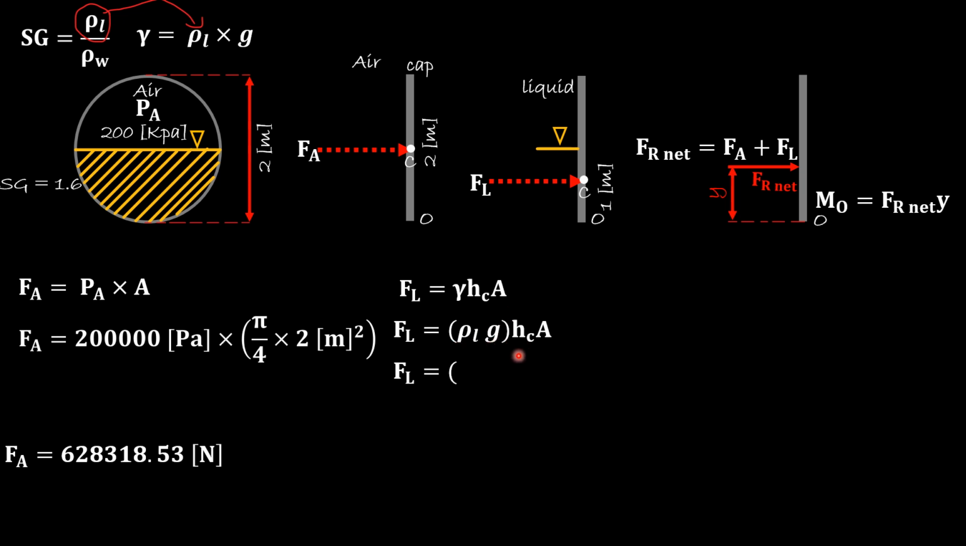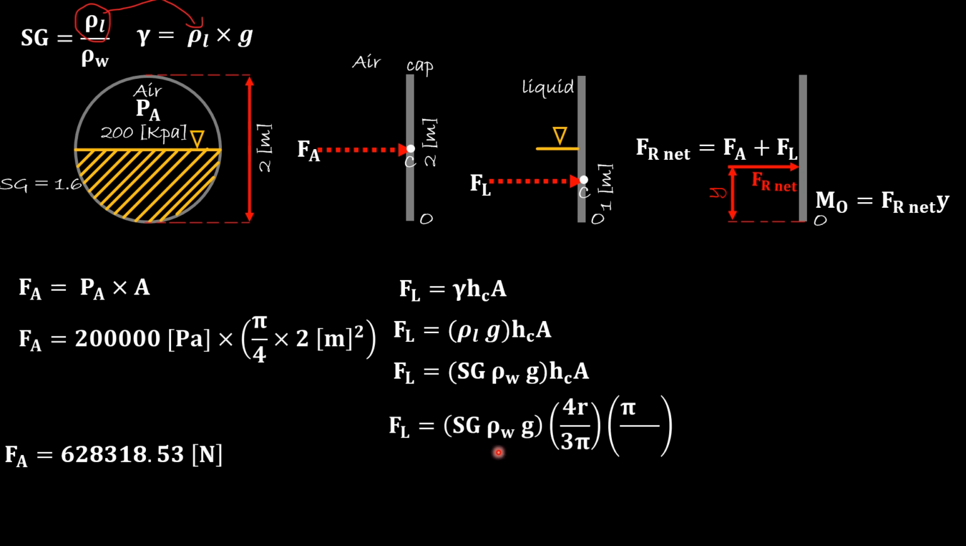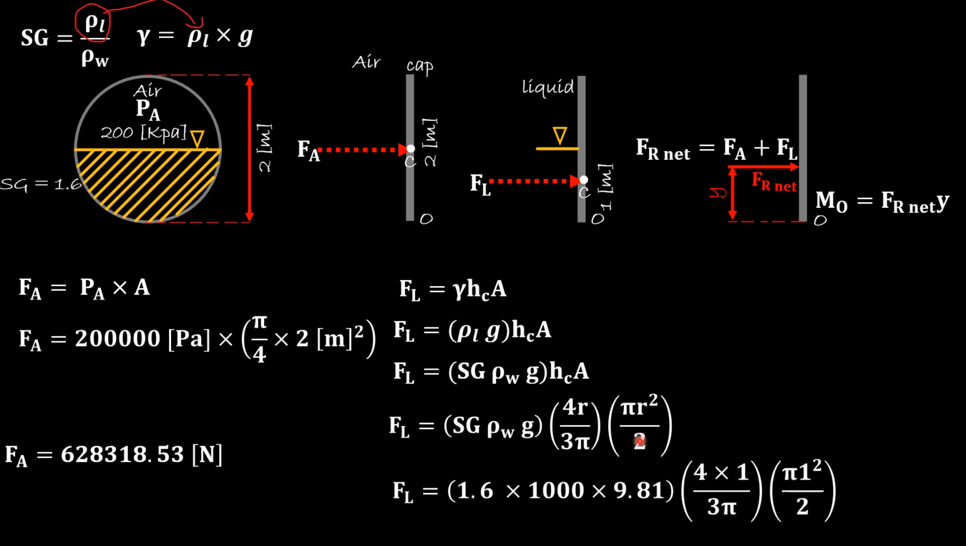And that's exactly what we did in here. So now the specific weight is the specific gravity times the density of water times gravity, times h sub c times area. Now h sub c, we found it to be this expression, and the area is pi r squared divided by 2. This is the area for a semicircle. Now we plug in the values that we found and the values that were given. And this will give us that the resultant force due to the liquid is 10,464 Newton.